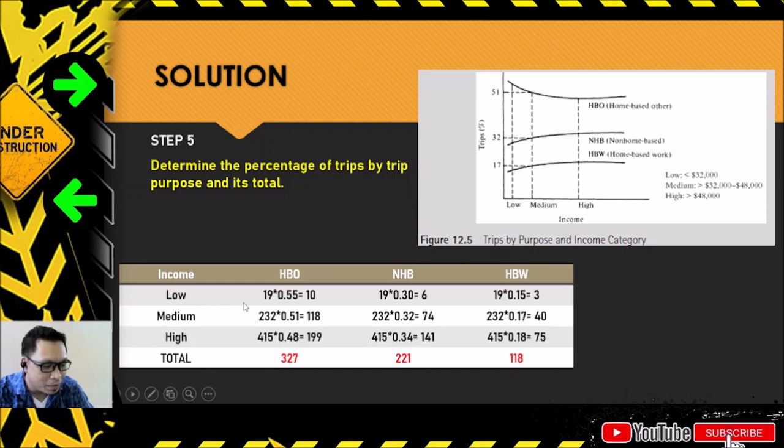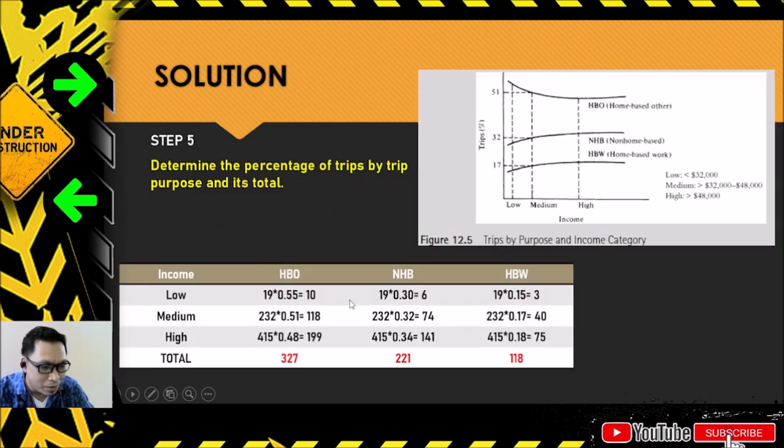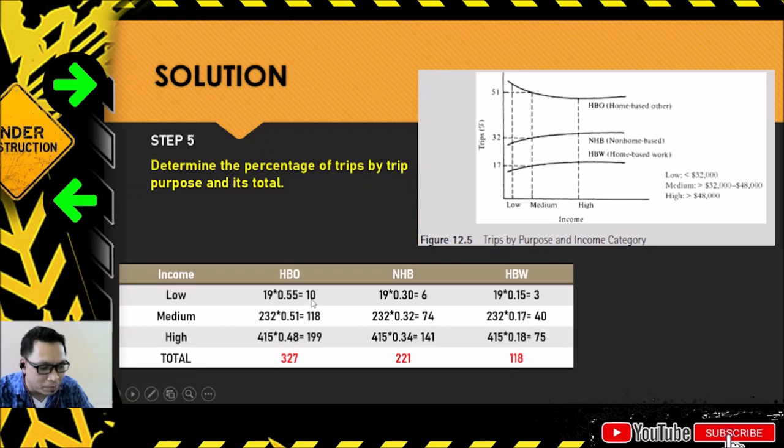For low income, if you might recall, the number of trips per day for low income is 19. So we base on this the percentage multiplier for home-based other. For low, since we cannot read it clearly, we assume 0.55, or 55% of trips. So 19 multiplied by 0.55 is 10 trips. For non-home-based, 19 multiplied by non-home-based. It is at the bottom at 32, so presumably about 30%. So we multiply 19 times 0.30, which is equal to 6.